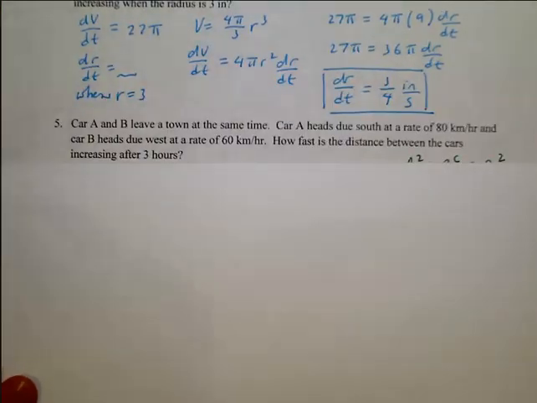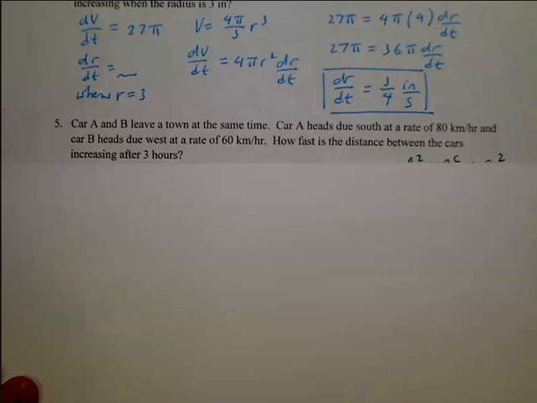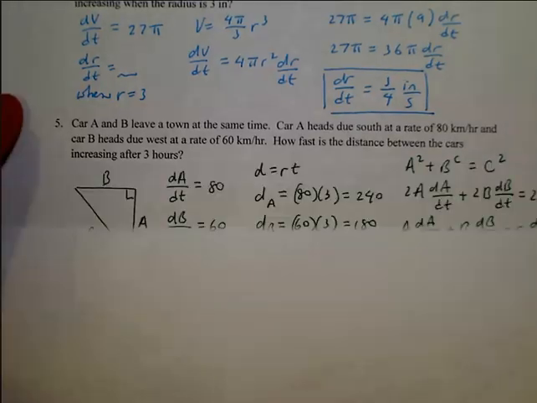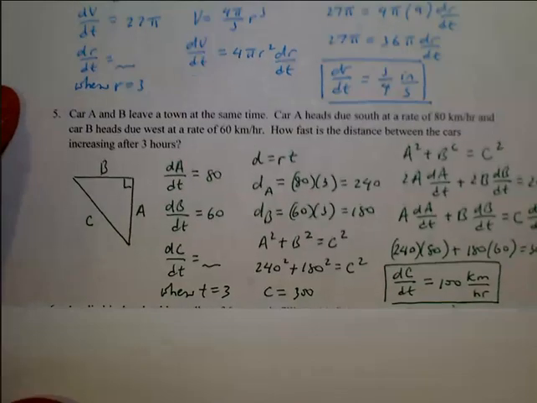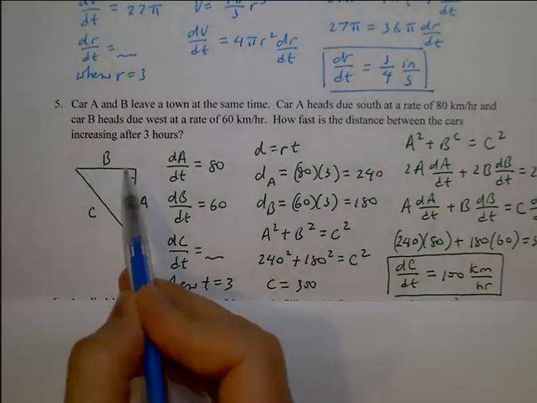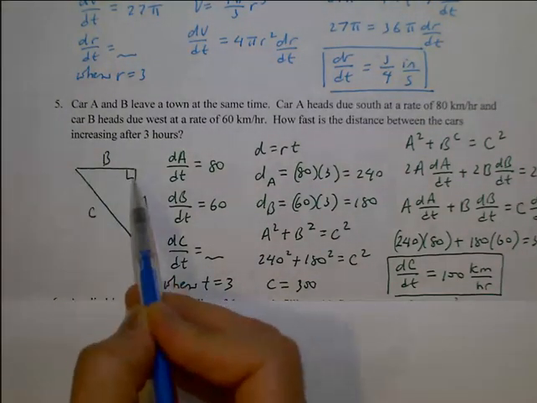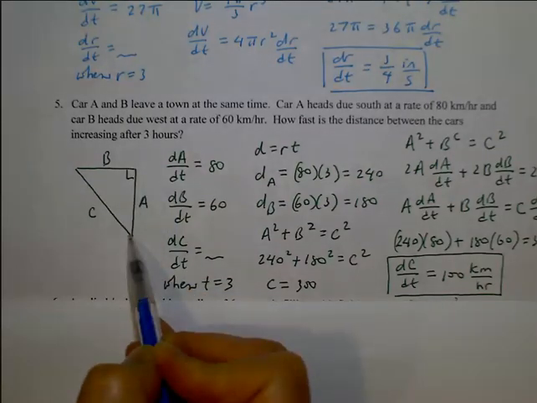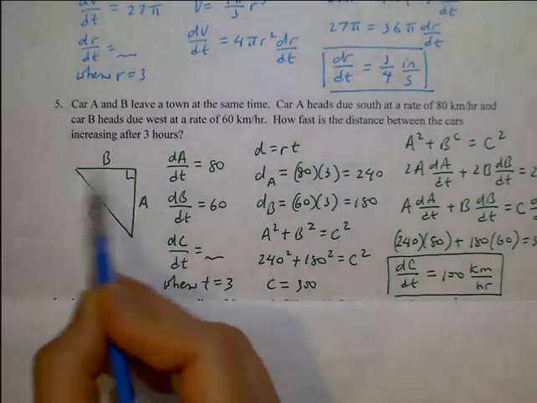Question 5. Car A and B leave a town at the same time. Car A heads due south at a rate of 80 kilometers per hour, and car B heads due west at a rate of 60 kilometers per hour. How fast is the distance between the two cars increasing after 3 hours? So here is my diagram, and here is car A and car B that are leaving at the same time. So car A is heading south, and then car B is heading west.